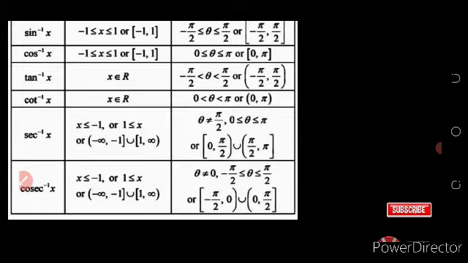Similarly, for cosec inverse x, the domain of cosec inverse x is minus infinity to minus 1 union 1 to infinity. Then the domain of cosec inverse x is minus infinity open, minus 1 closed, union 1 closed, infinity open. Then the range of cosec inverse x is minus pi by 2 to 0 union 0 to pi by 2.